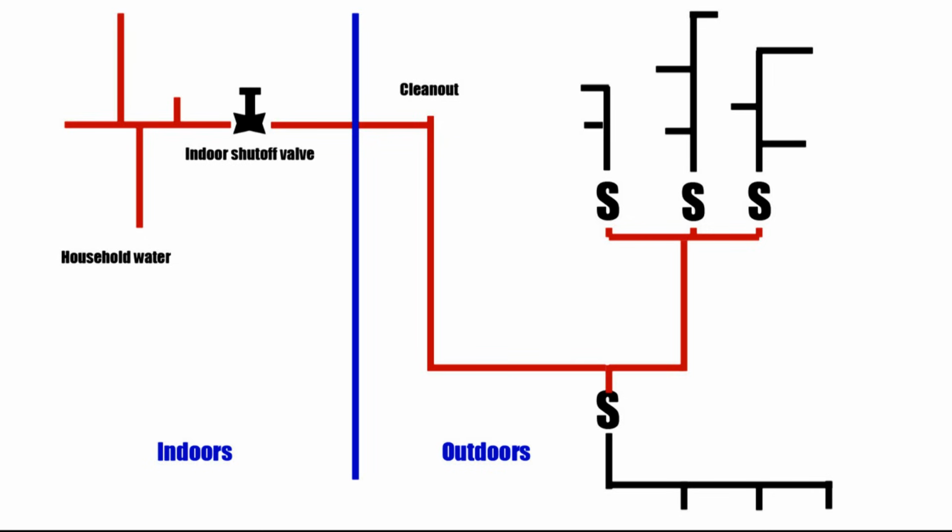Now, we've got a problem. We've got a leaking sprinkler head. It's leaking 24 hours a day. And so you know there must be some connection to the high pressure system. And you also know which zone that sprinkler head is in. So you have a pretty good idea where the problem is. It's at that solenoid valve.